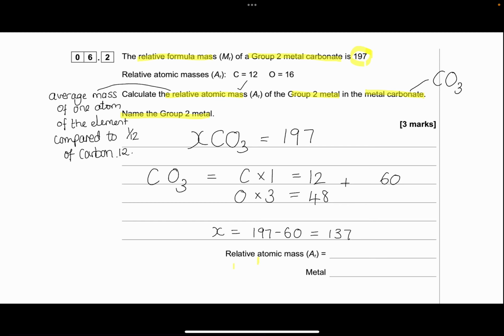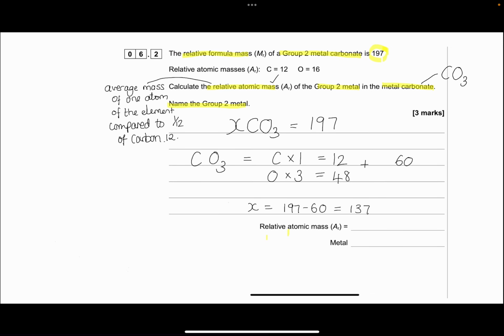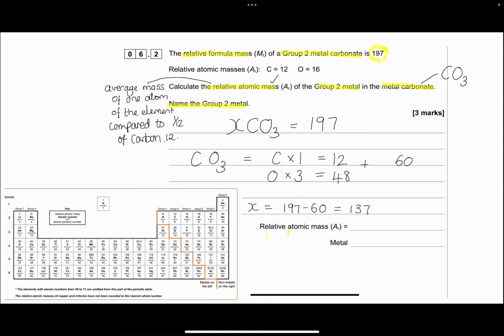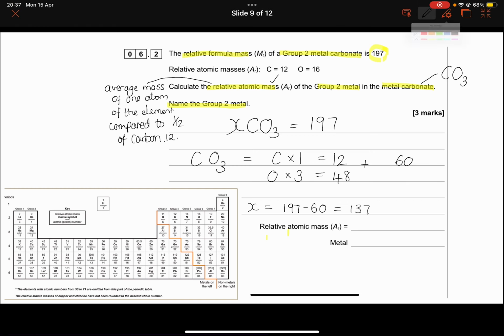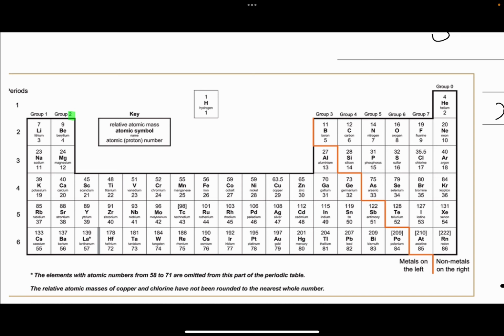So now, if we go back to the question, I've worked out that the average mass of one atom of this metal in group 2 is 137. Well, how do I identify it? I go to what is going to be my absolute hero in any exam, my periodic table. So I'm going to go to group 2 because the question's told me that. It's not even left it that open. So I'm looking at group 2.